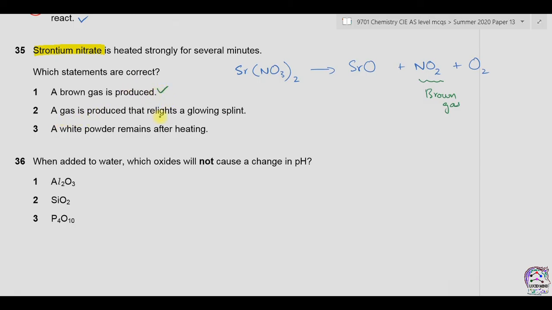2. A gas is produced that relights a glowing splint. Yes, we have oxygen gas which is produced, so part 2 is also correct. 3 says a white powder remains after heating. So strontium oxide is actually white in color. So therefore all 3 options are correct. So the answer is A.